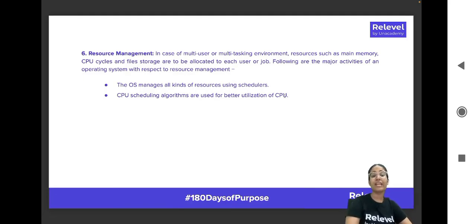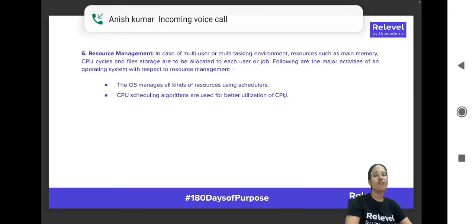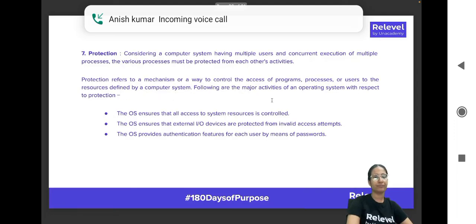Then we also have some CPU scheduling algorithms, which are introduced for the better utilization of a very important resource, which is the CPU. We have a lot of CPU scheduling algorithms, such as first come first serve, round robin, and priority based, which help for the better utilization of the CPU. So the operating system basically takes care of it.